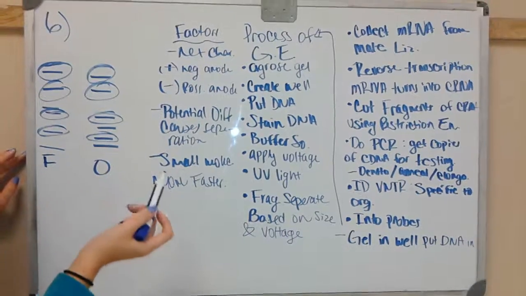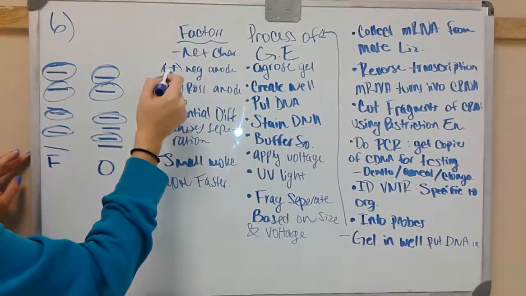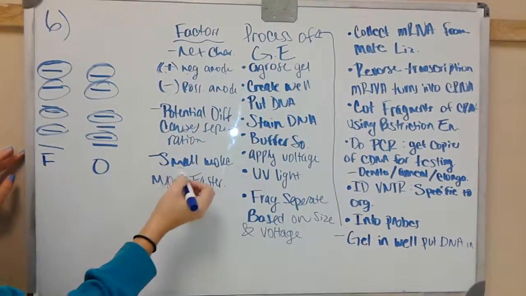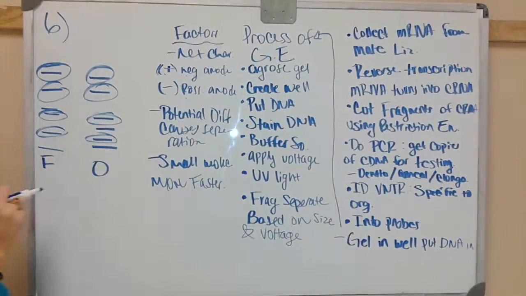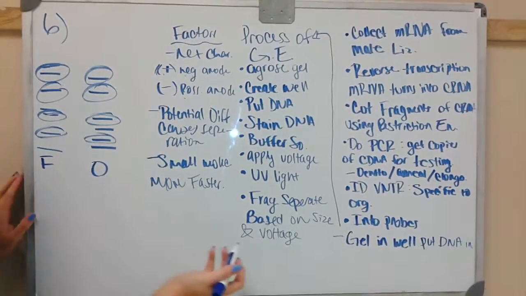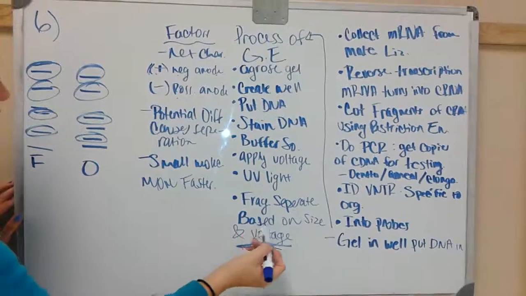Now, important factors of gel electrophoresis are the net charge. The positive molecule would go to the negative electrode, and the negative molecule would go to the positive electrode. And there's also the potential difference, which causes a separation in the molecules, as we stated over here, because they separate based on size and voltage.